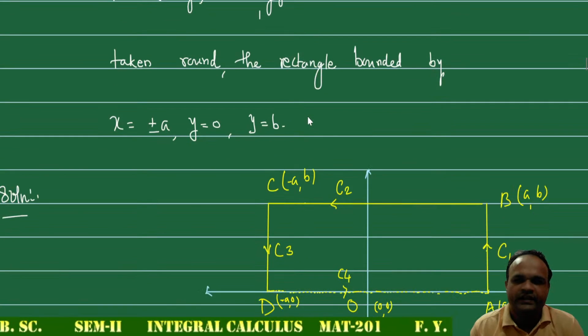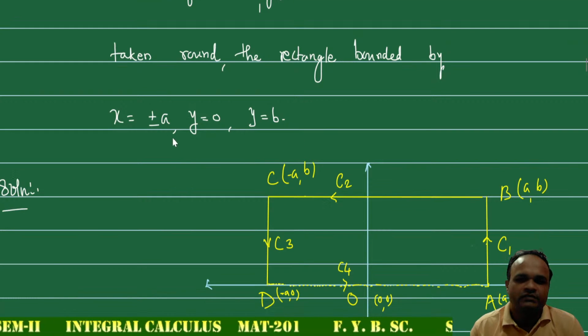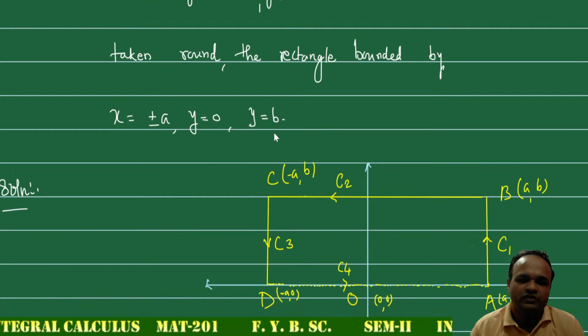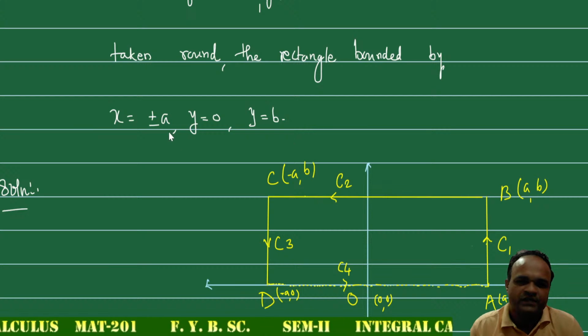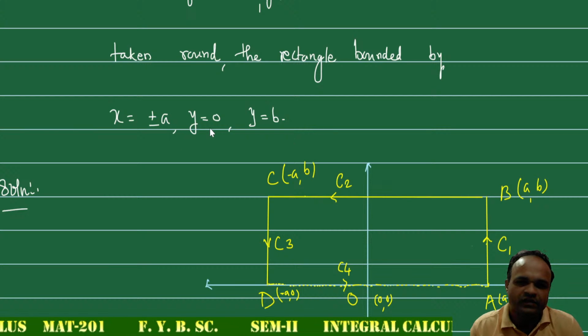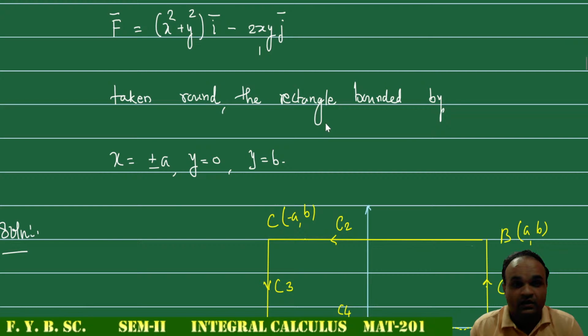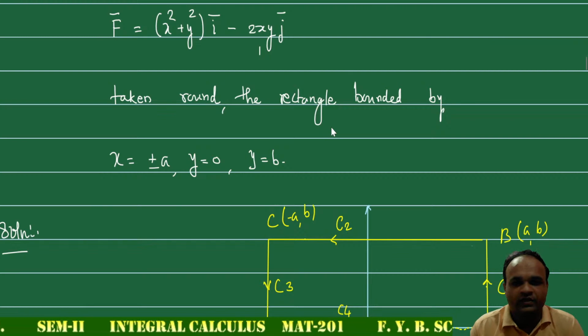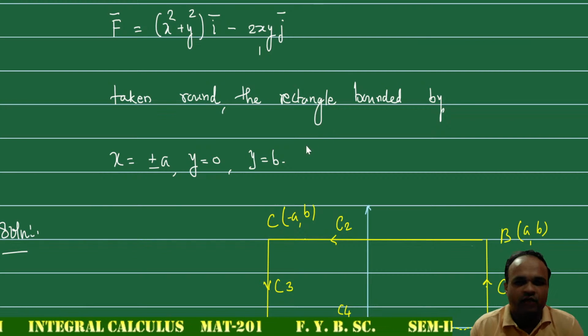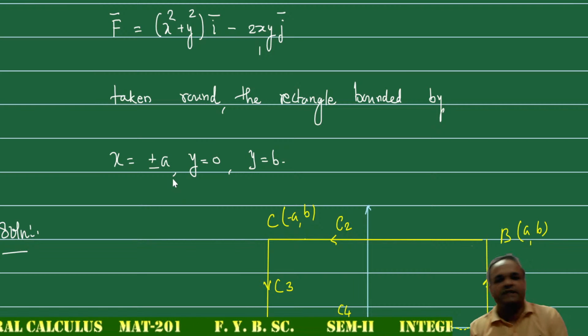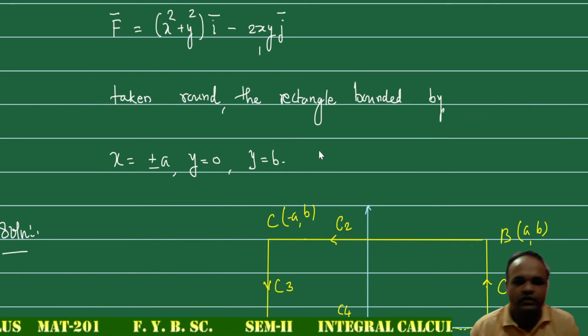taken round the rectangle bounded by x equal to plus minus a, y equal to 0, and y equal to b. So x varies from minus a to a, y varies from 0 to b. So here the curve is given, and it is a rectangle bounded by these lines x equal to minus a, x equal to a, y equal to 0, and y equal to b.